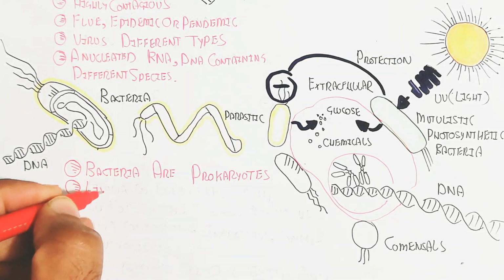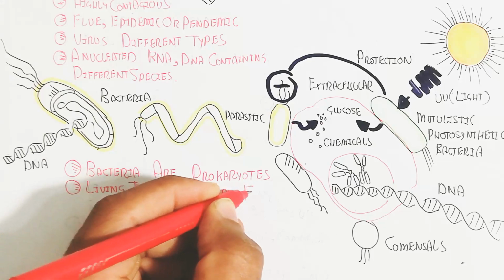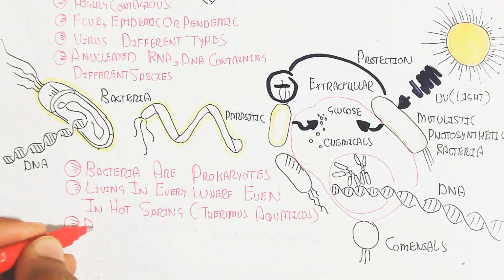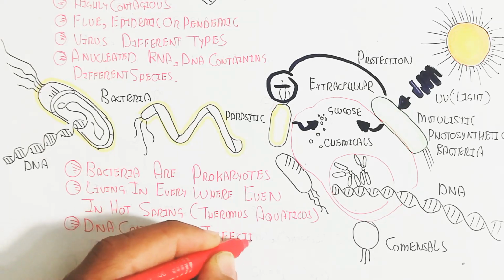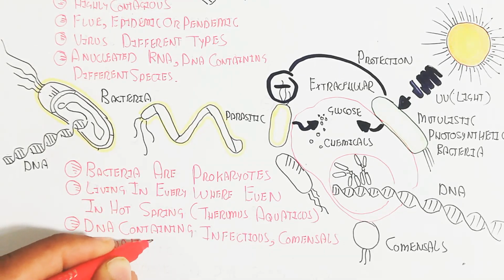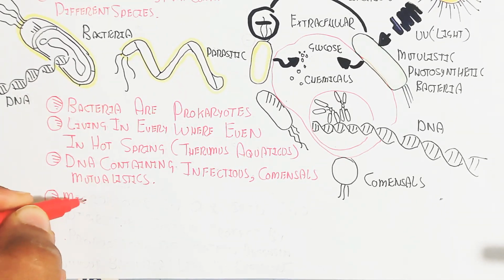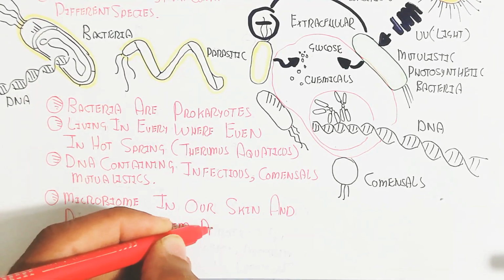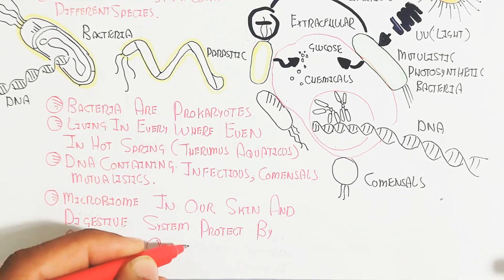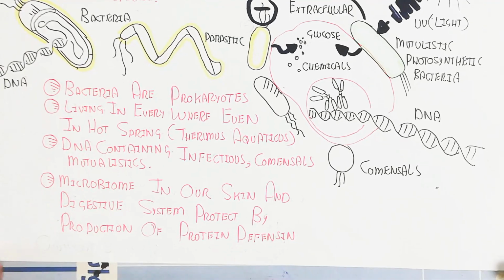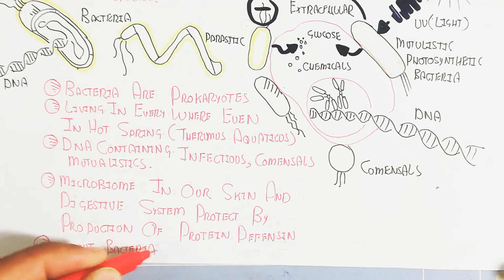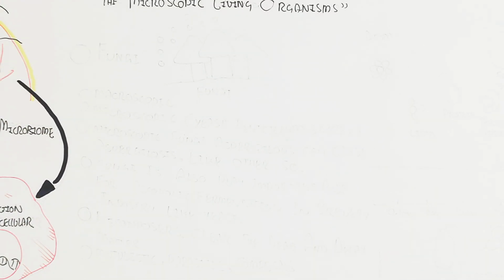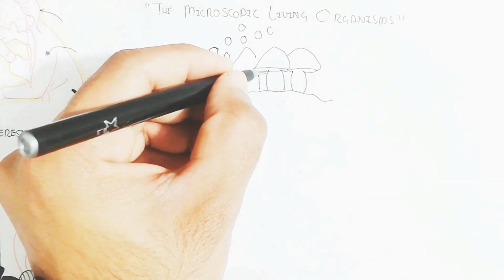Bacteria are prokaryotes living everywhere, even in hot springs like Thermus aquaticus. They are DNA containing, infectious, commensal, or mutualistic. The microbiome in our skin and digestive system protects us by production of the protein defensin, and without bacteria life is difficult because bacteria are also very important in the food industry, providing food very quickly. In the drug industry, there are a lot of products like insulin produced this way, and recombinant bacteria are used for the production of hormones and proteins like steroids.